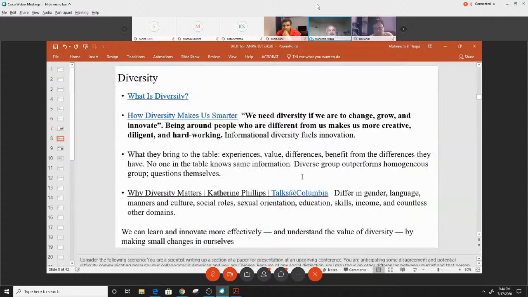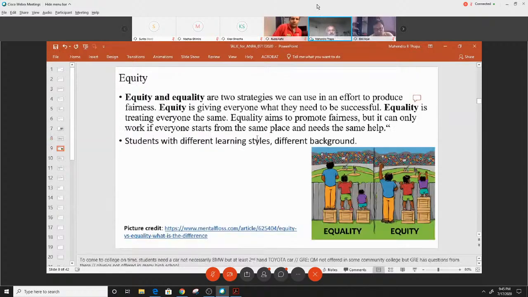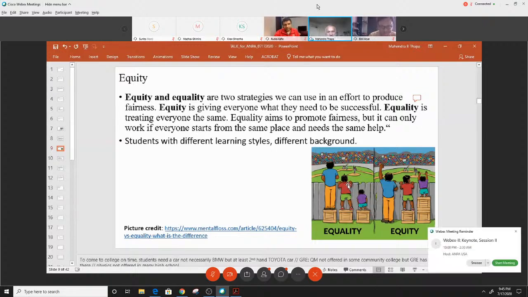So diversity plays an important role. If we want to change, to grow, to innovate, we must promote diversity. Diversity drives people to work hard, so diversity is important in that sense. After that, the terms equity and equality are not the same thing. Just using a picture, I can say that equality means, say we have three groups of students in class. Some group of students who are managed can always do their work.